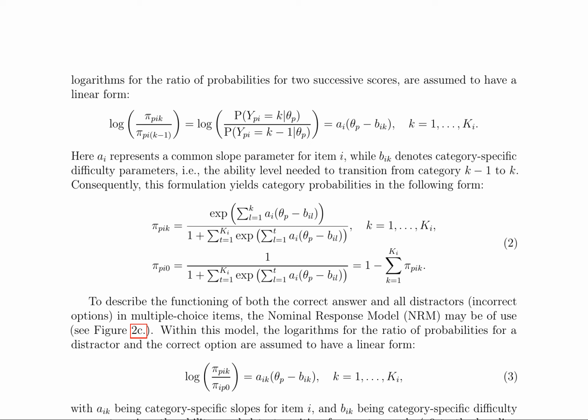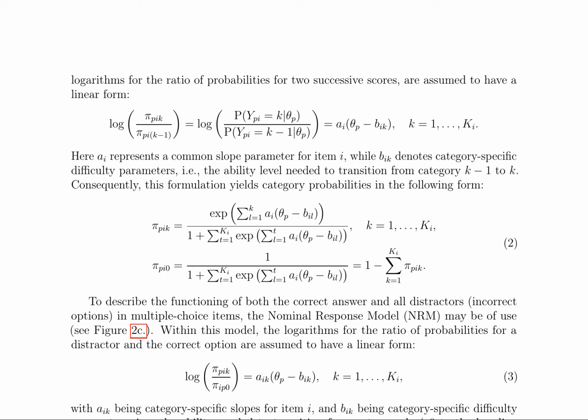It introduces a logistic regression framework where the logarithms of the ratio of probabilities for two successive scores are assumed to have a linear form. This model is applied to various types of items, including binary, ordinal, and nominal items through the nominal response model. In logistic regression-based models, item parameters are typically estimated via the maximum likelihood method. In contrast, IRT models employ the marginal maximum likelihood method with the EM algorithm for parameter estimation.